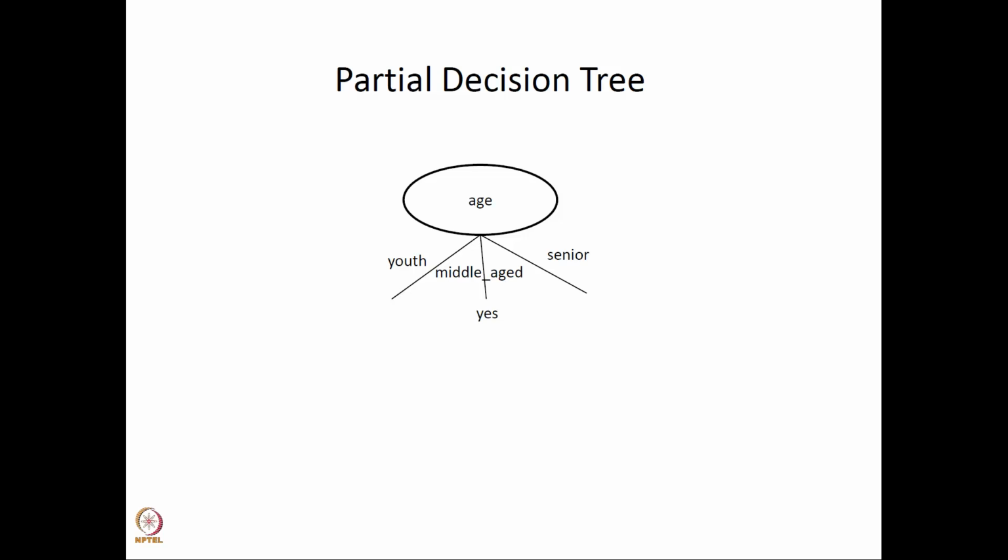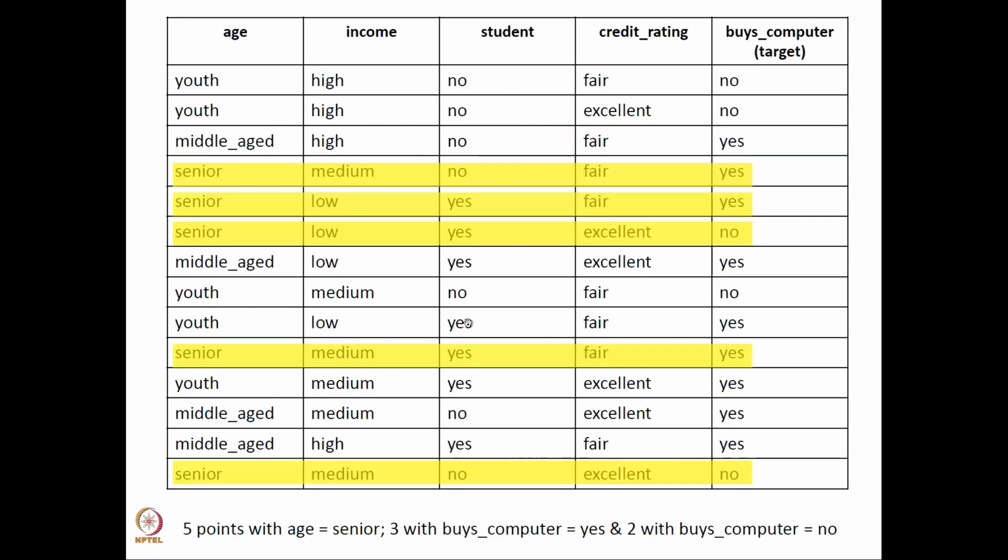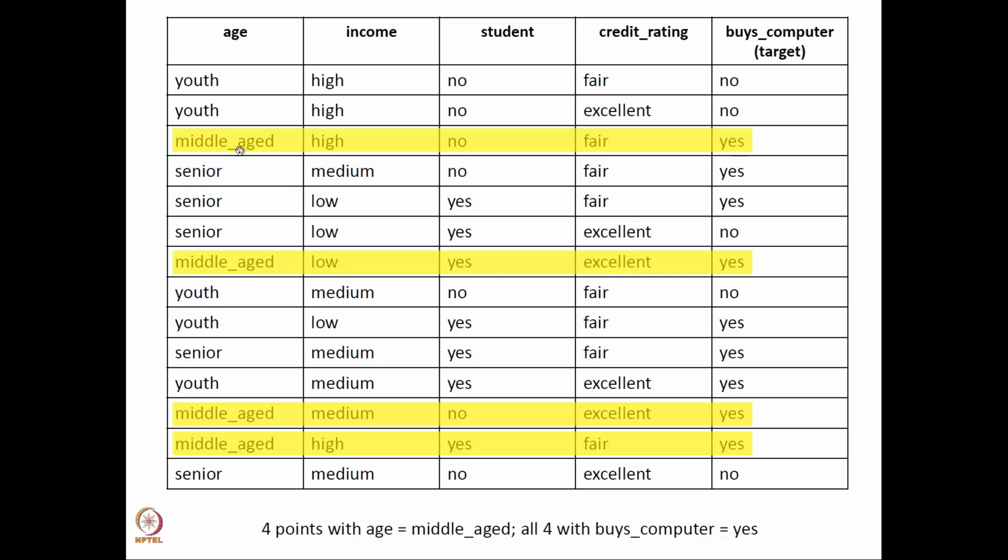Thus we obtain the partial decision tree with age as the root attribute and 3 branches corresponding to the 3 distinct values that the attribute age can take. Note that the branch where age equals middle-aged has been labeled with yes, indicating that this is a leaf node where any observation following along this branch will be labeled yes. This is because if we go back to the table, we observe that when age equals middle-aged, buys computer equals yes.